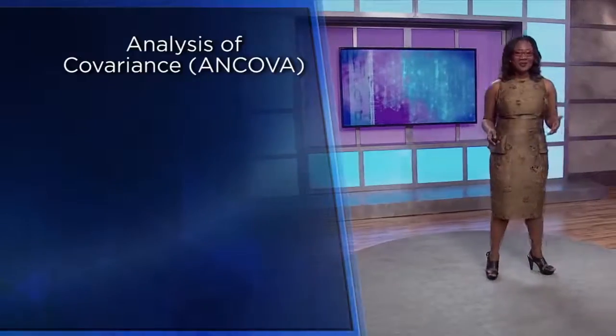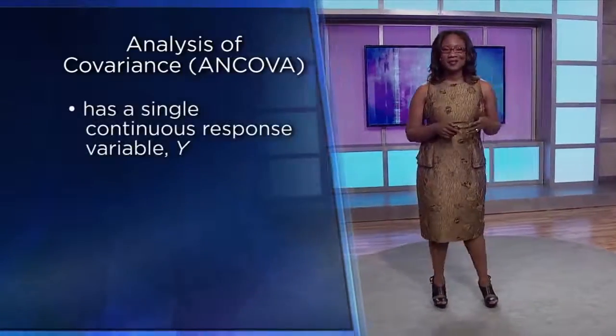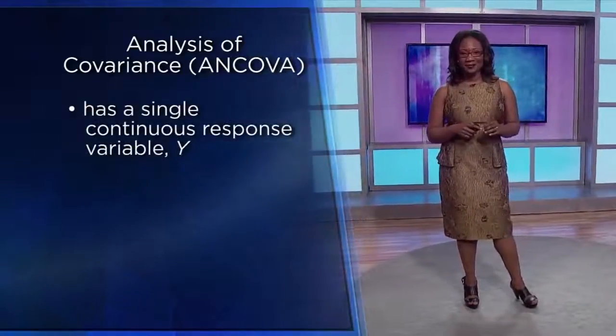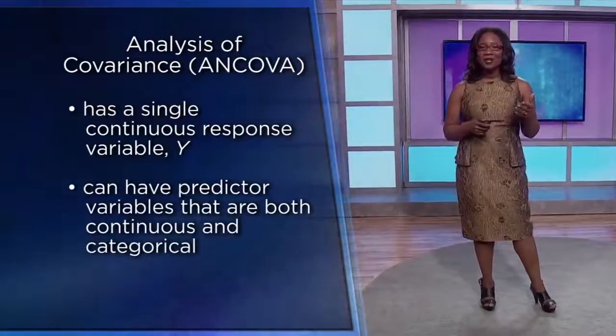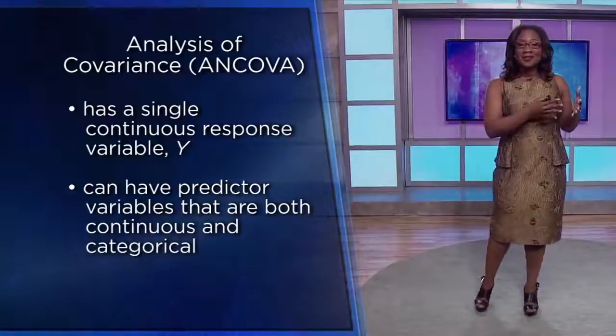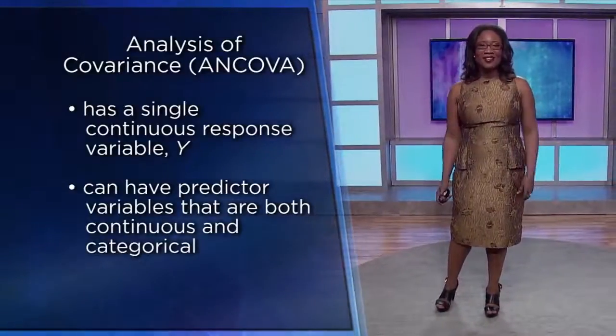Analysis of covariance techniques, or ANCOVA for short, can be used to address this very problem. Now, like ANOVA, analysis of covariance has a single continuous response variable, y. However, ANCOVA can have predictor variables that are both continuous, like in regression, and categorical, like in ANOVA.